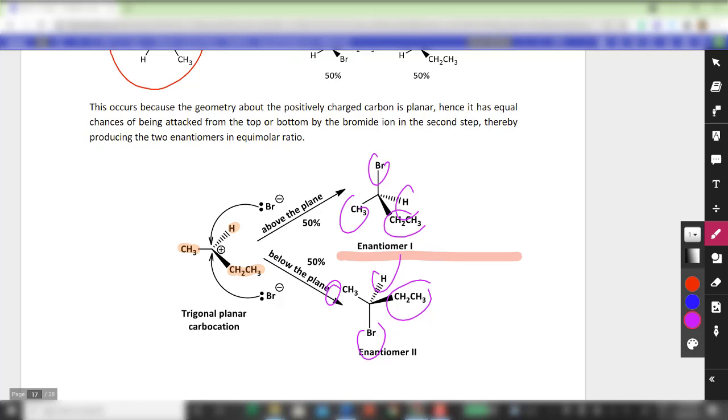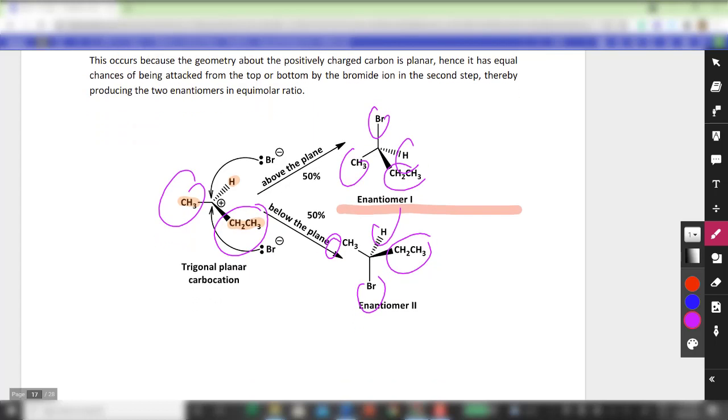One immediate question you'll be asking is, what if these two groups are the same? If these two groups are the same, I will not end up with a compound with a chiral carbon. So in that case, it doesn't matter whether it approached from the top or bottom plane, because I will still end up with the same compound. No doubt the bromide will still approach from the top and bottom plane with near equal probability, but I will not end up getting a racemic mixture because, to begin with, there is no chiral carbon. So you have to be really careful whether your final product contains a chiral carbon or not.